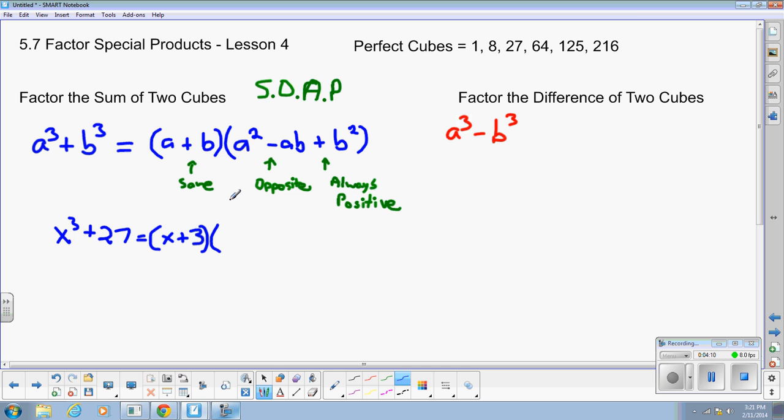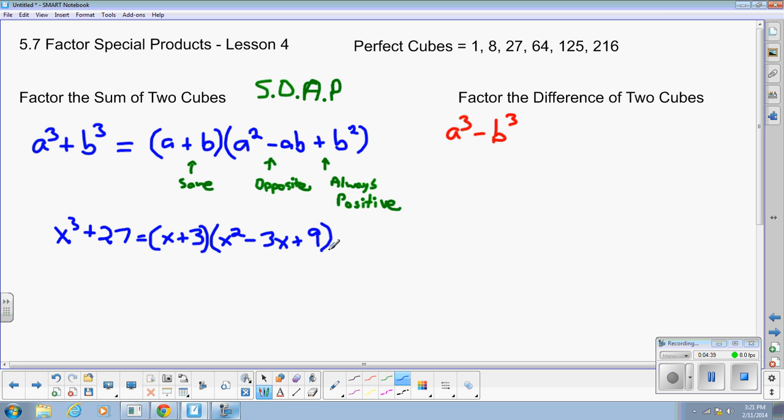Next, I have to follow the pattern of a squared. So I take this first term x and I write x squared. The next term is going to be a times b. So I have a 3 and an x, and I'm going to put a minus in front of it. So I go 3x. Multiply those two. The third term inside parentheses, it's always positive. 3 times 3 is 9.